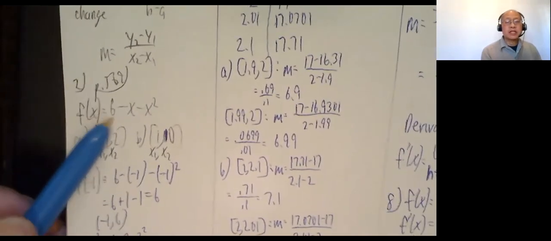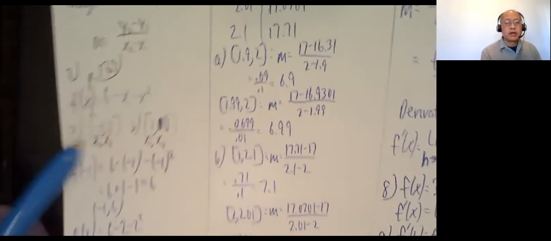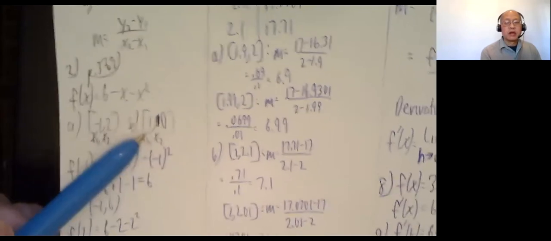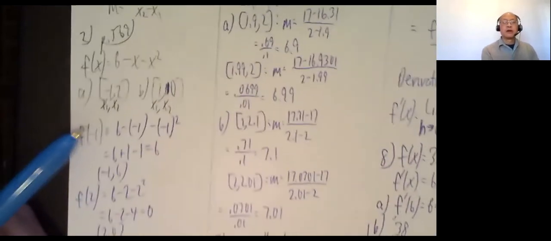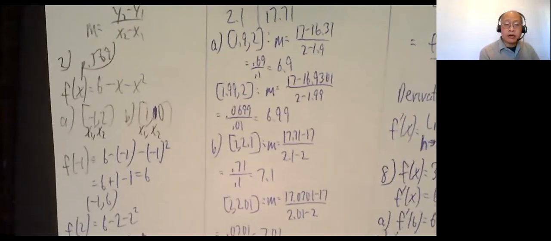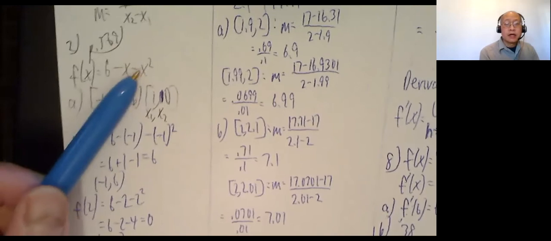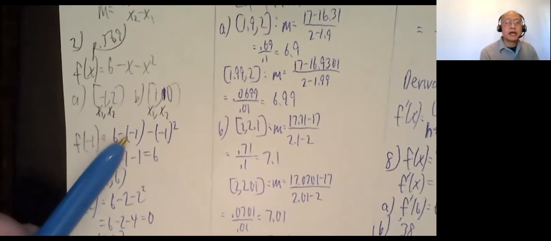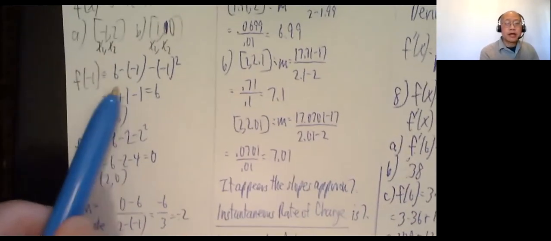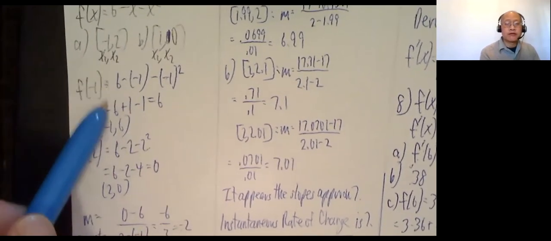So problem 2, f of x is 6 minus x squared. Question A says go from -1 to 2. These are both x values, like x1 and x2. Part B says to go from 1 to 10. So for part A, you have the x coordinates. You just need the y coordinates. How do I find the y coordinates? I just plug in. So f of -1, put -1 right there, -1 right there. So 6 minus -1 squared. This is a double negative. 6 plus 1 minus 1, so that's 6. So this point is -1, 6.